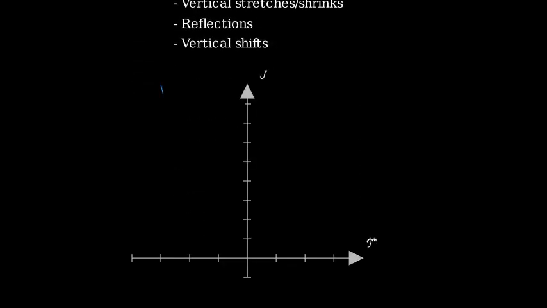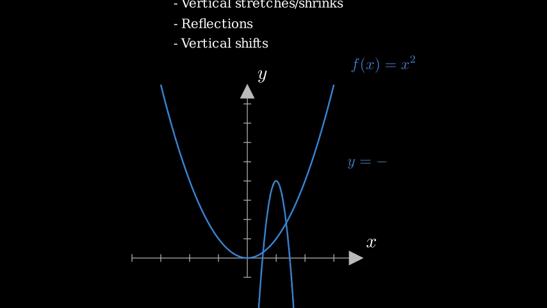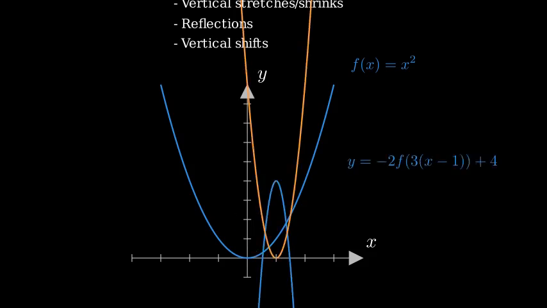We apply the transformations in this order. 1. Shift right by 1 unit. Replace x with x minus 1. 2. Horizontal shrink by factor of 3. Replace x with 3x. 3. Vertical stretch by factor of 2. 4. Reflect across the x-axis. Multiply by -1. 5. Shift up by 4 units. The resulting graph shows all these transformations applied to our parent function.